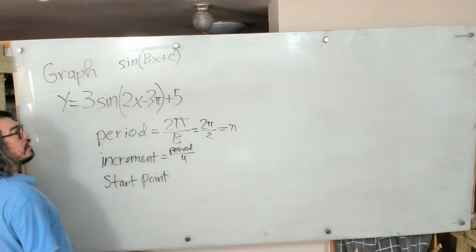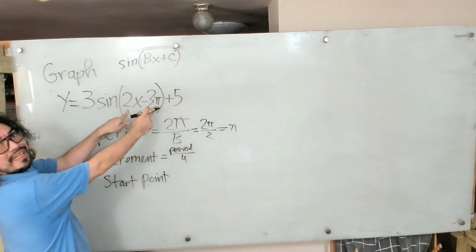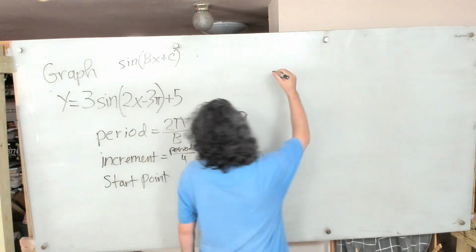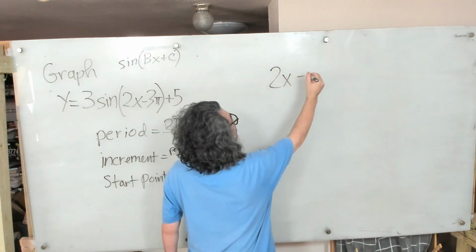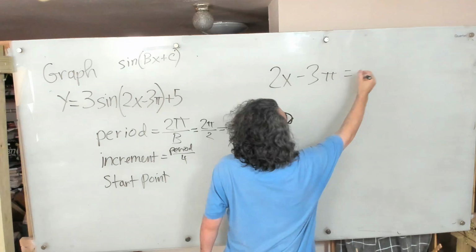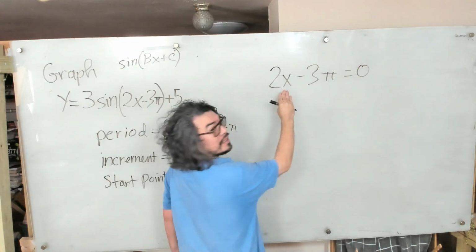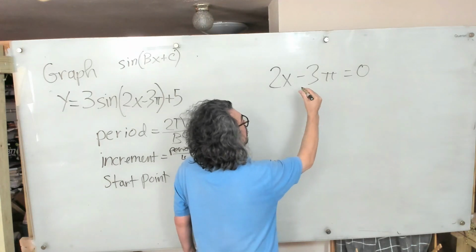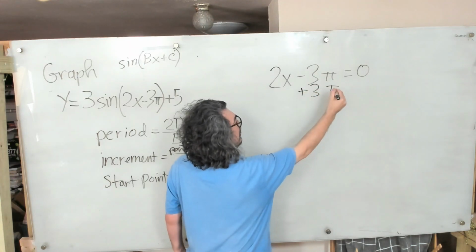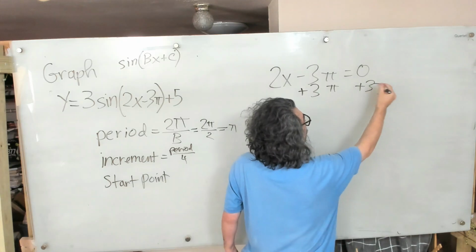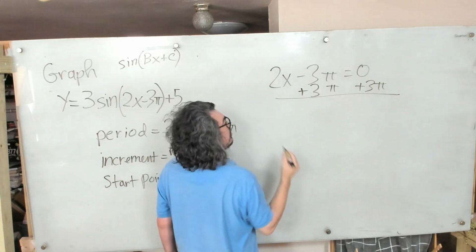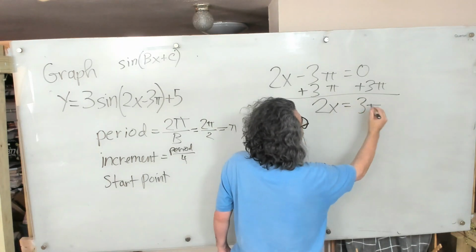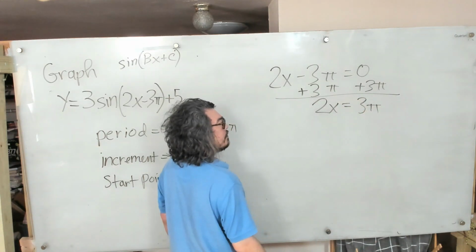To find our start point, we're going to set this expression inside of the sine equal to 0 and find out what x has to be. So 2x minus 3 pi equals 0. I want to get the x by itself. I want to isolate the x. Since we have 2x minus 3 pi, I'm going to add 3 pi to both sides, because remember, whatever we do to one side of the equation, we must do to the other. So we get 2x equals 3 pi.